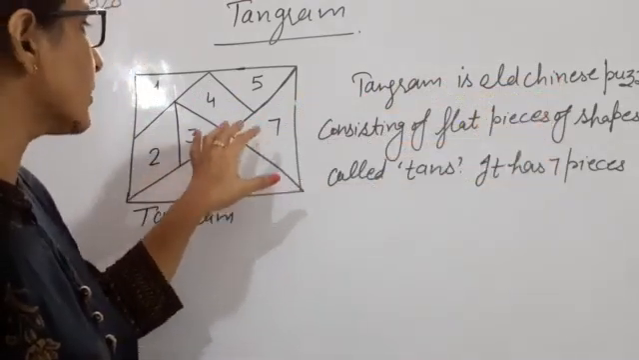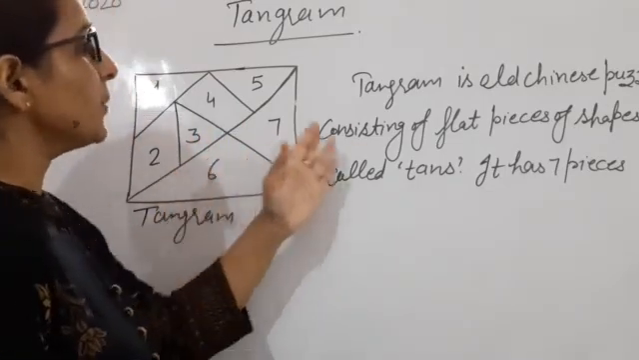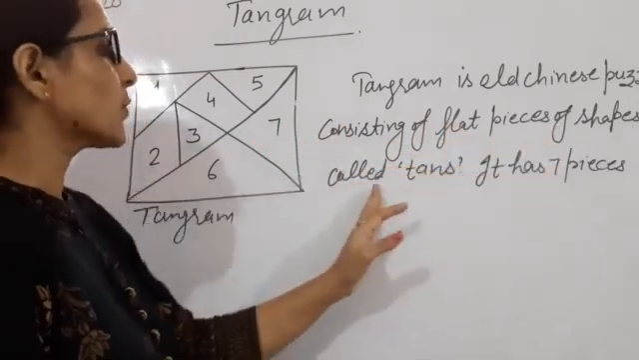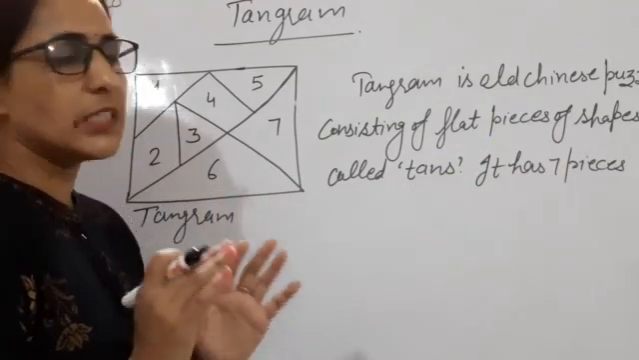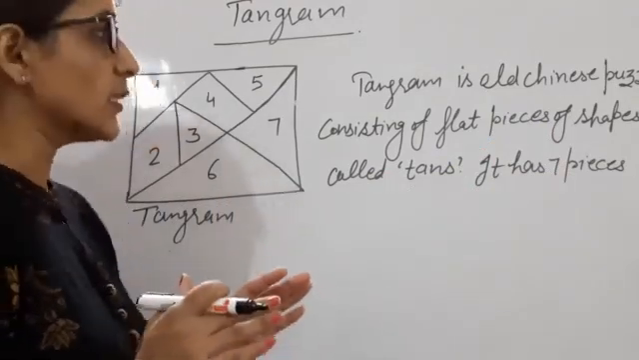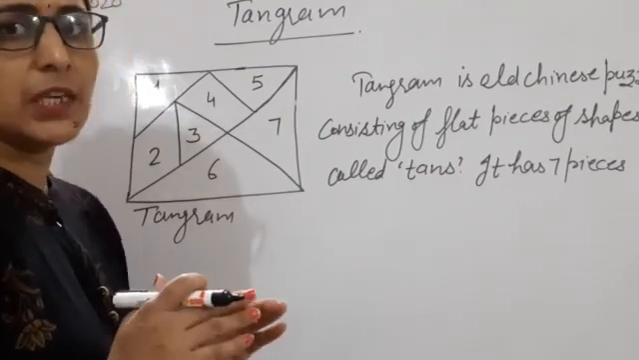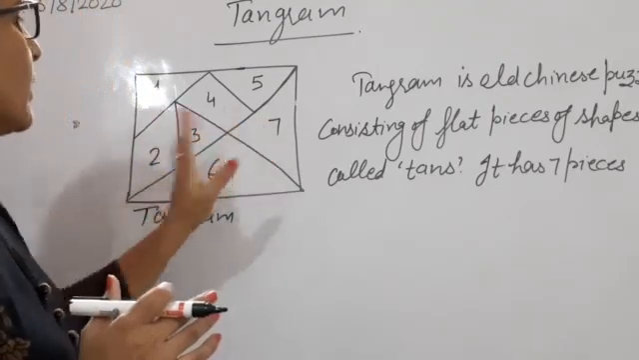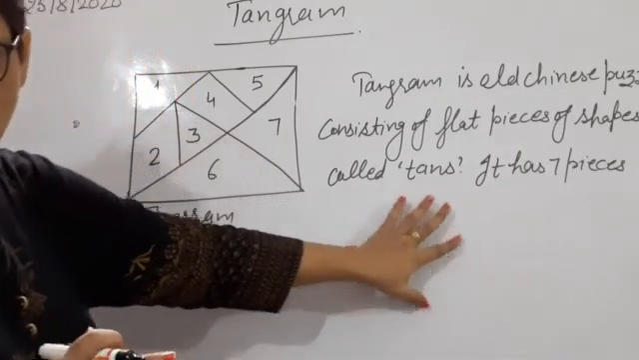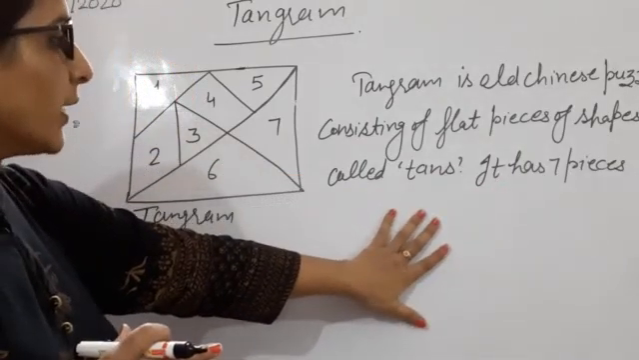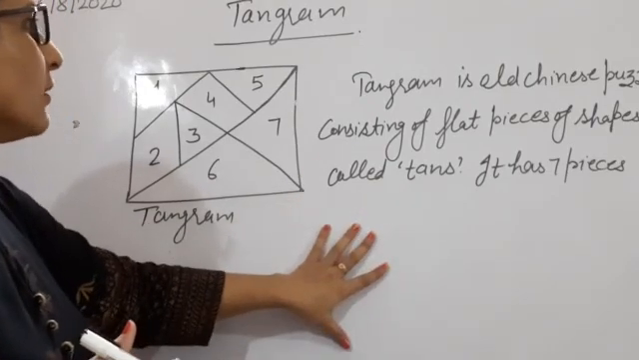It consists of 7 flat pieces. Clear? 7 flat pieces consist of flat pieces of shapes called tans. It has 7 pieces. By using these 7 flat pieces we make pictures like animals, people, any shapes we can make by using the 7. It is only given 7 pieces. By using this one we can make the pictures of animals, people, anything. Clear? So let's start our exercise number 4.5.